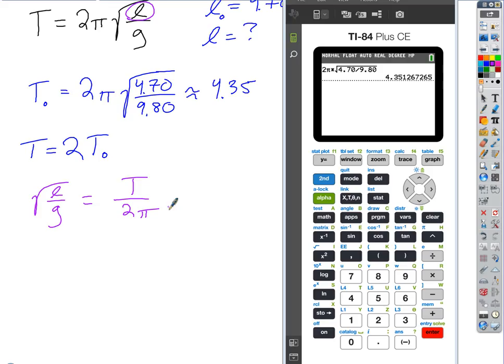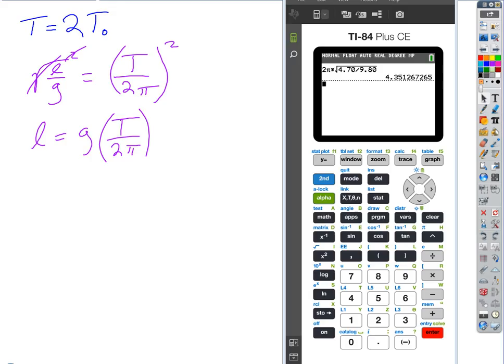Square both sides to get rid of the square root, right? And then what? Multiply by g, right? And so I get L equals g times that. Does that make sense? And those are all numbers. I can just plug that in on a calculator, right? Okay, we found. Would it be squared? Say it again. Squared. Oh, squared.